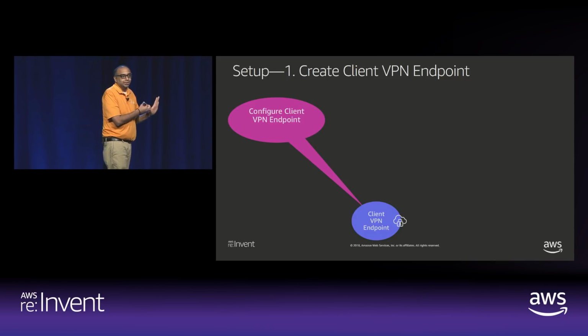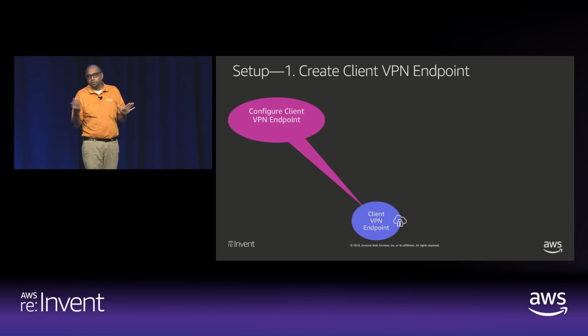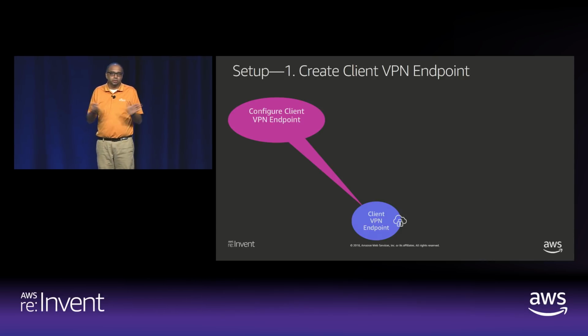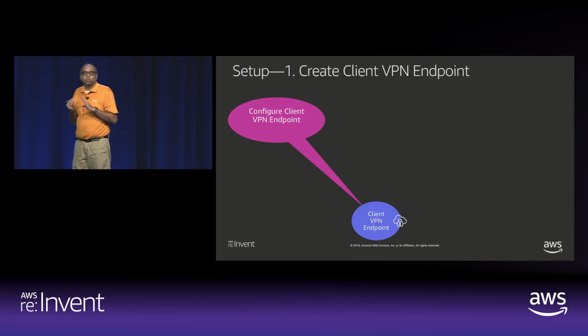The fifth one is DNS server. You have to specify what DNS server you want us to configure. You could typically pick the .2 address of the VPC that you're associating, or you could pick any DNS server. You configure that IP address. The next one is what is the transport protocol you want? Do you want TCP? Do you want UDP? You'll get to pick that as well.